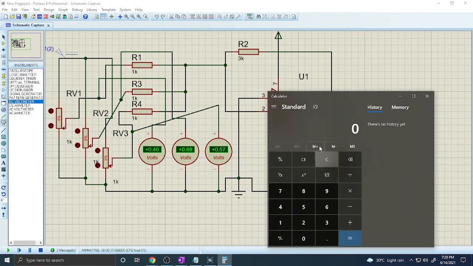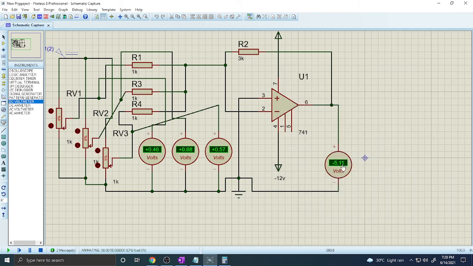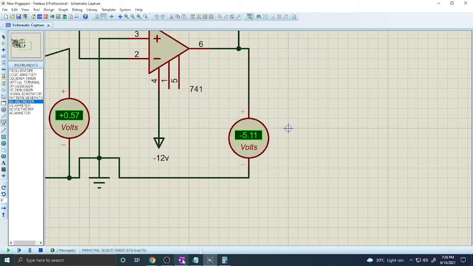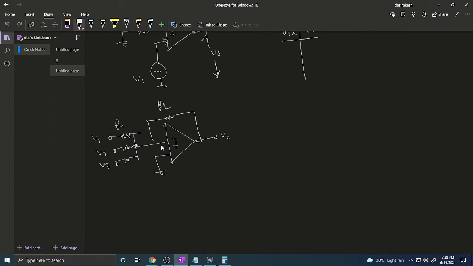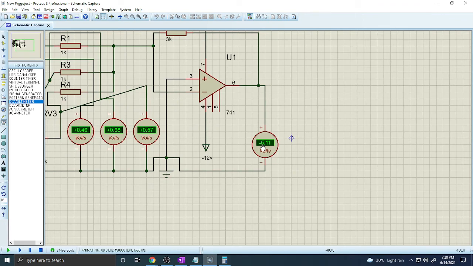Now what is exactly the input voltage? We find it with the help of a calculator. 0.46 plus 0.68 plus 0.57. So the exact voltage is 1.71. Into 3, that is equal to 5.13. So that's why here it is 5.11, and this is negative. Why negative? Because in the diagram, this is an inverting type adder. That's why minus 5.11 voltage is shown here.